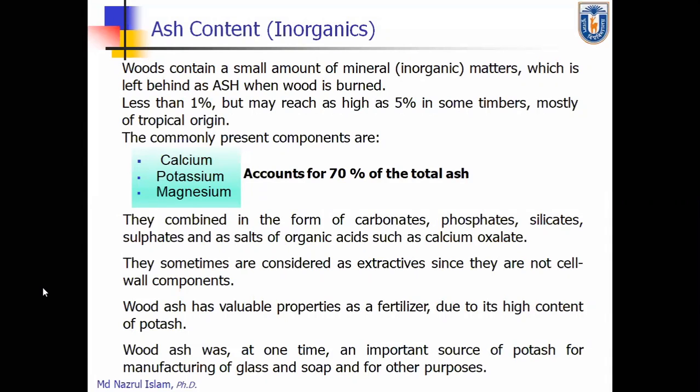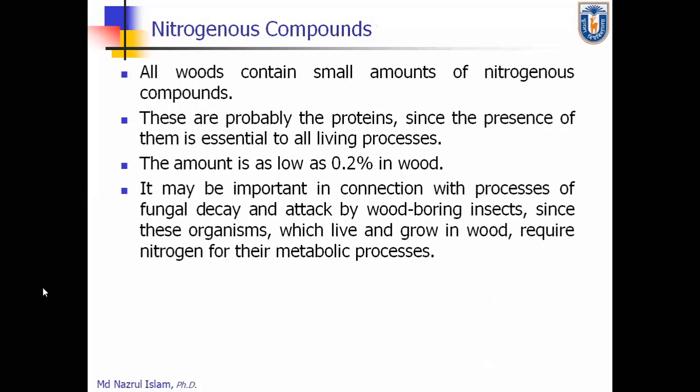And the inorganic part, we are saying the minerals the tree absorbs during its lifetime for its growth and some other things. That is the ash content, and that is calcium, potassium, and magnesium. If you just talk about calcium, potassium, and magnesium, it will be 70% of the total ash, though there are other minerals also. And a very small portion of nitrogenous compounds, because without nitrogen we cannot think of life. So definitely the tree has some nitrogen.